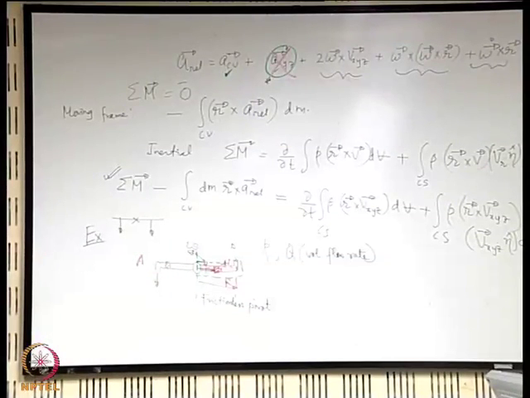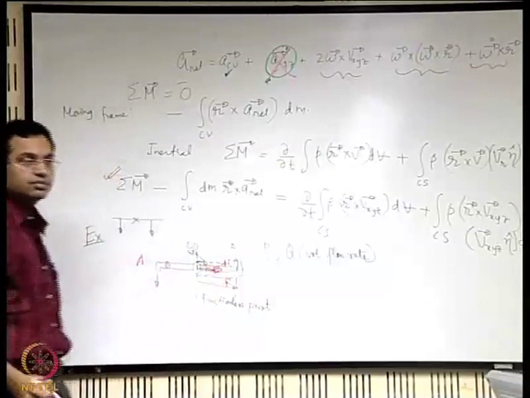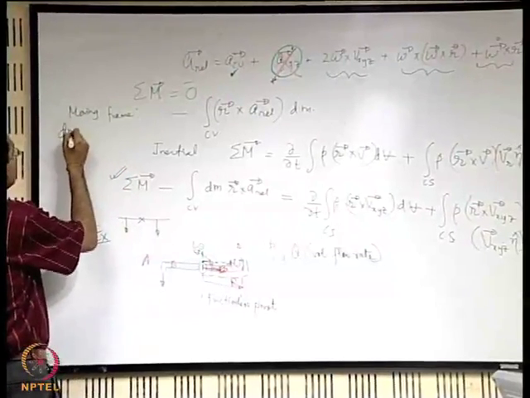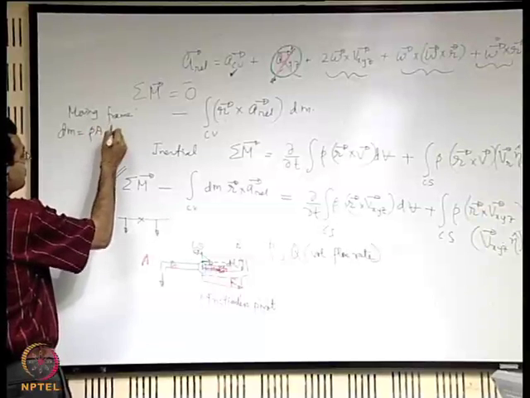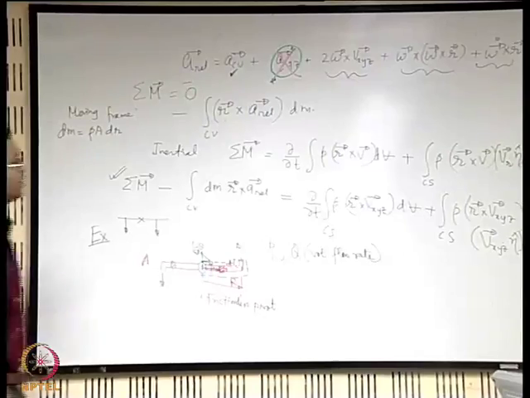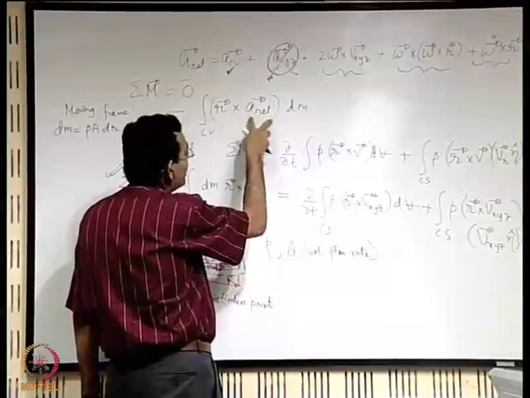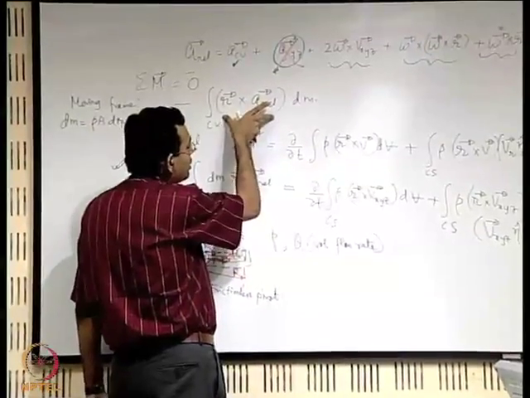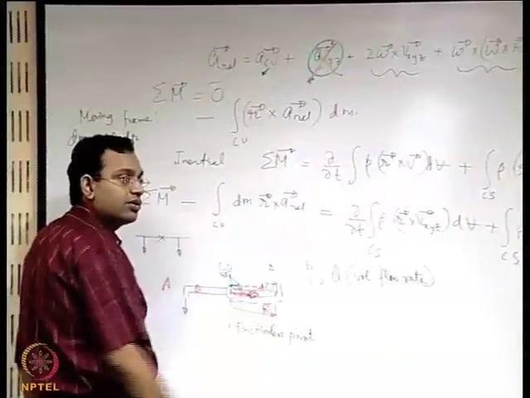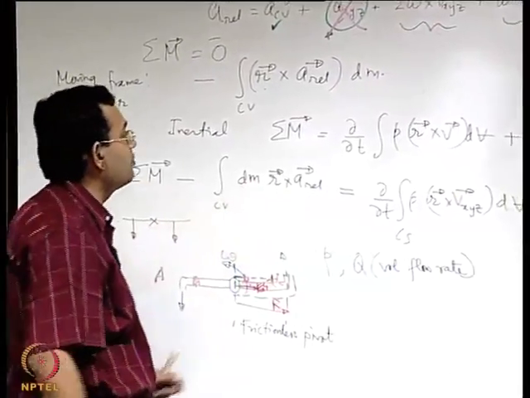So dm is what? If dm is the elemental mass of the shaded volume, then what is that? dm is rho A dr. So basically when you are writing the expression, this will be the integral of whatever you write as a relative acceleration, multiplied by rho r dr, integrated from small r equal to 0 to small r equal to capital R. That will be the correction term in the left hand side.